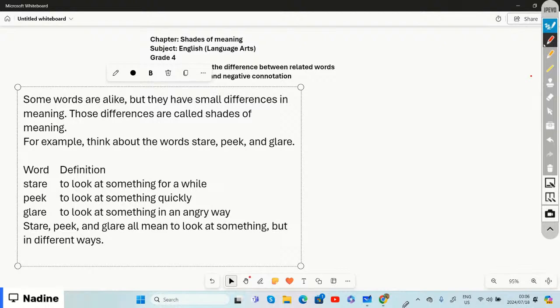All right, so we can say that some words are alike, almost the same, but they have small differences in meaning. So, as much as words are alike or almost the same, the differences in meaning can slightly change. And like we said, that is why we say there are small differences within the meaning. And those differences within these meanings, we call them shades of meaning.